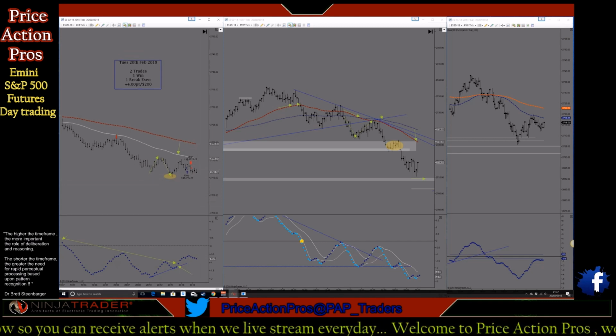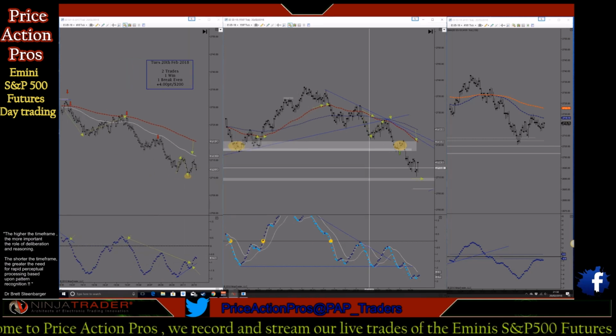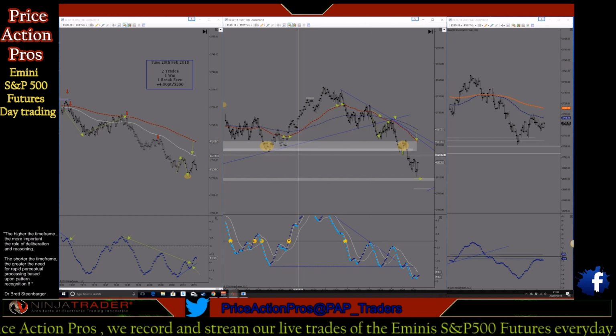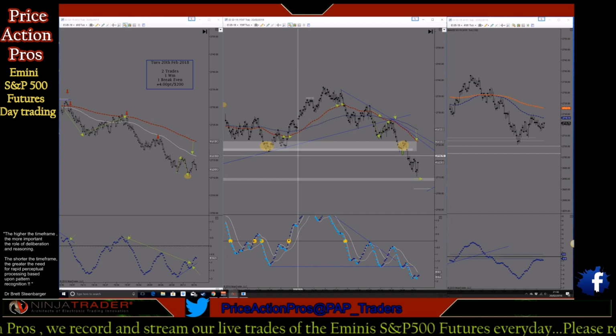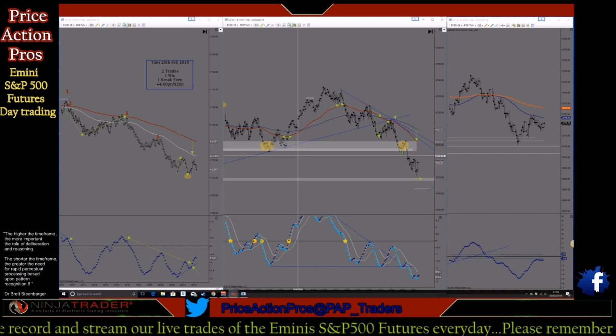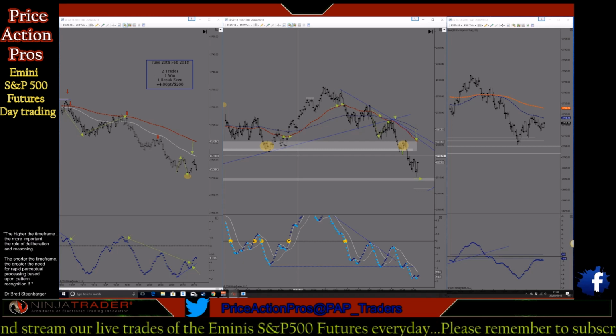Not the end of the world. It's a bit of a shame, but it was basically too early. I'm always keeping in mind, especially with these obvious support areas, that there's a lot of stops hiding behind here. You understand the concept of trapped traders and where the stops are and where the market wants to get to in order to close out those stops.